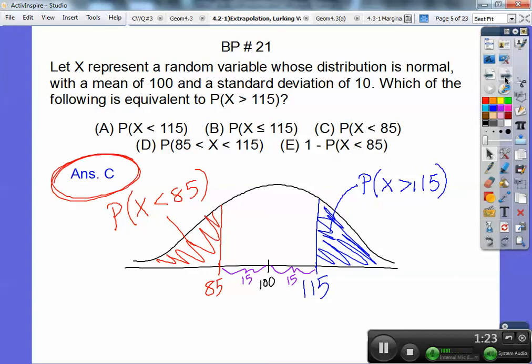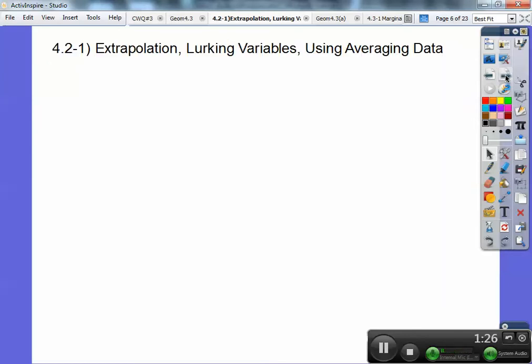All right, so let's go ahead. Extrapolating, lurking variables, and using averaging data.